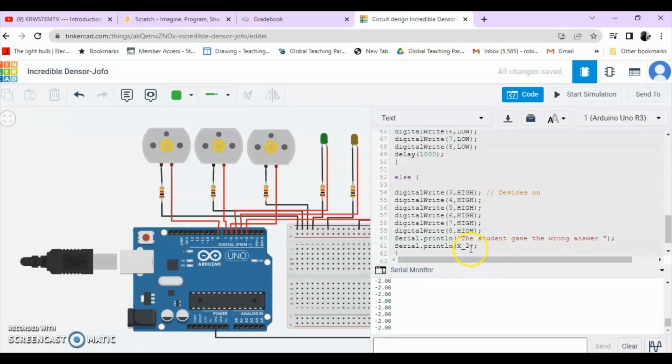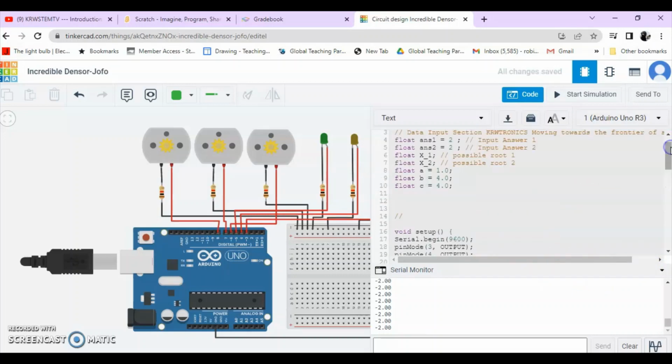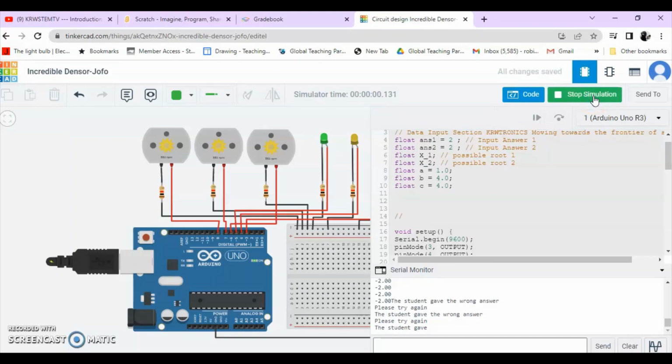Right, so the student gave the wrong answer, and then I'm going to write here. Alright, so that's for that. So the student entered the wrong answer. It's supposed to be -2 and -2, and the student entered 2 and 2. So when I start, you can see what is being printed out. The student gave the wrong answer, please try again.